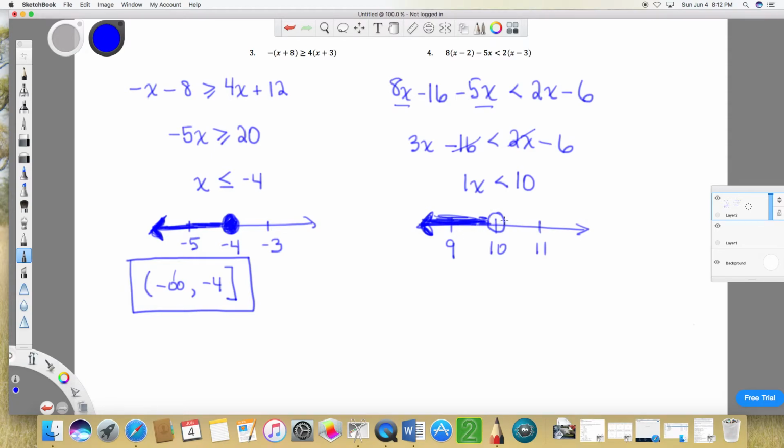If I want to write that using interval notation, the left arrow shaded, that's negative infinity, and the right endpoint 10 is excluded, so I have a parenthesis, not a bracket, and here's my solution set for this inequality for this problem.